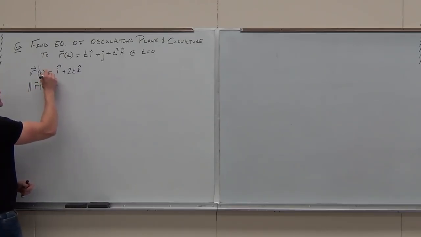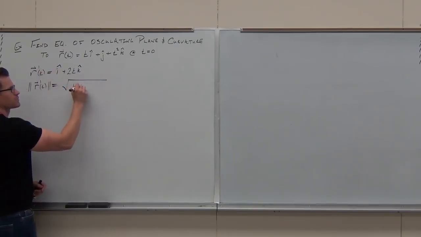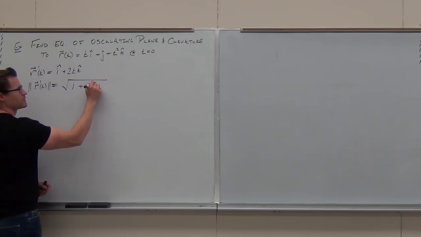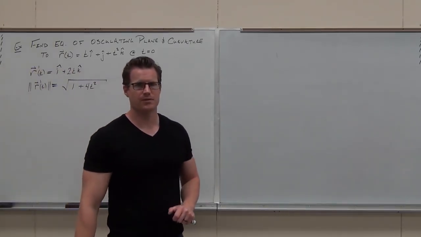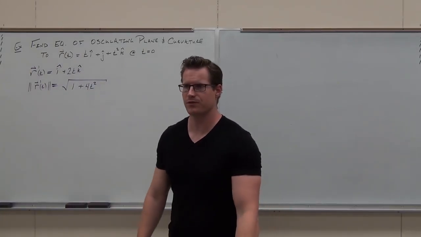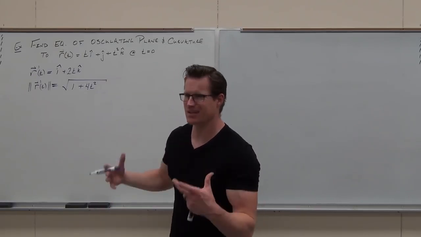Magnitude, in your own words, should be the idea: square them, add them, square root them. So we get 1 squared plus 2t squared, which gives us 4t squared. Square them, add them, square root them. You guys okay with the derivative of the magnitude? Yes? So far, not too bad.